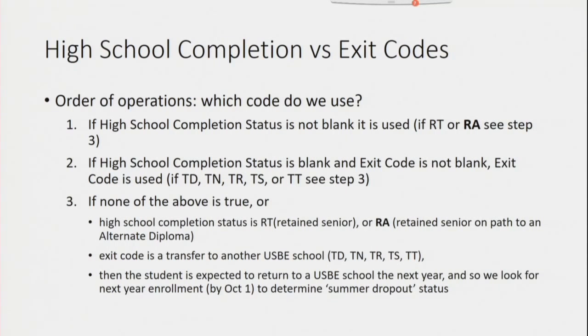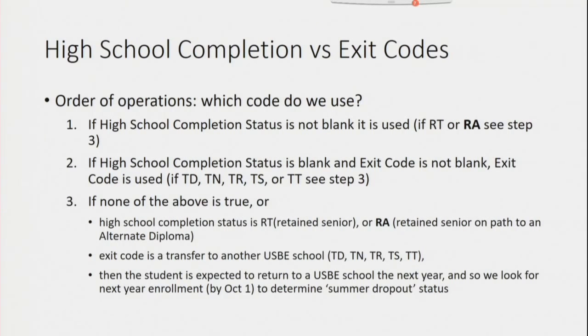Okay, so just to touch on how we determine which code to use, there are two different fields where data is collected for students exiting school. There's a high school completion status code, and there's an exit code. So our order of operations for selecting a code: the high school completion status takes priority. If that is not blank, then that's what we use. And then if the high school completion status is blank, then we look at the exit code. If the exit code is not blank, then that's what we use.